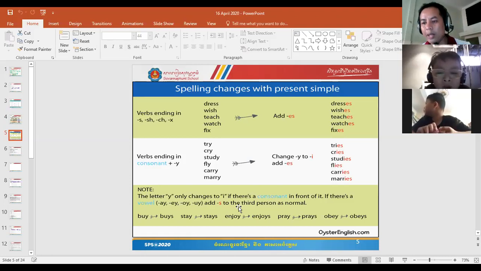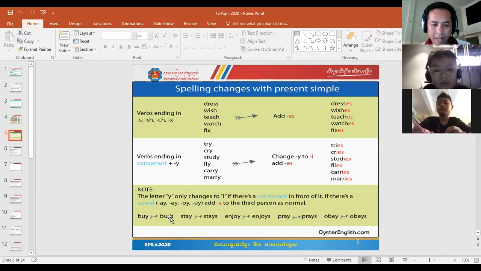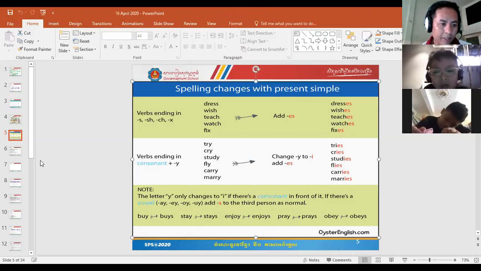If you change it, it means you are completely wrong. Okay, for example: buy, stay, stays, enjoy, pray, prays. Okay, very good. Thank you very much.